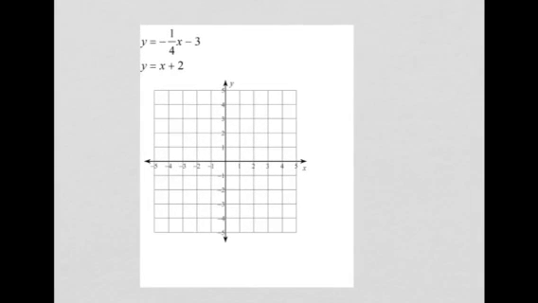Look at number 2. Same thing. I look for my y-intercept. So I'm going to go to negative 3, put a dot. My slope is a negative 1/4, which means I go up 1, negative 4. I go down 1, positive 4. I'm done with the top line. Time to move on to the bottom line.